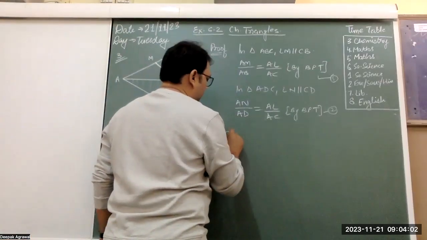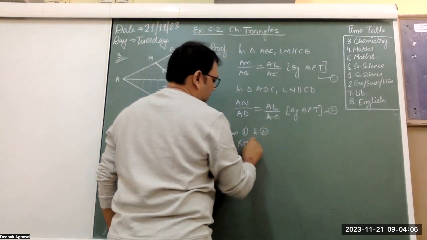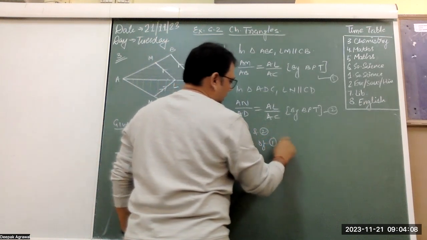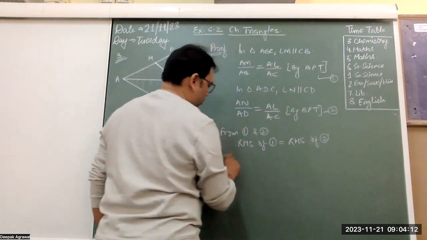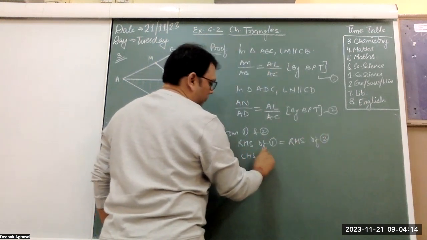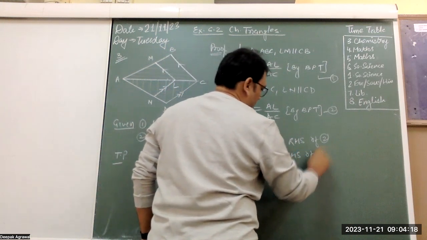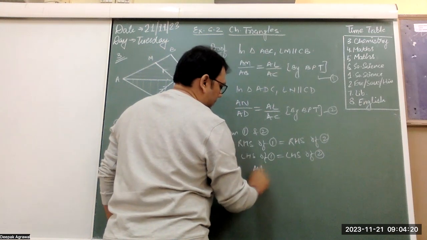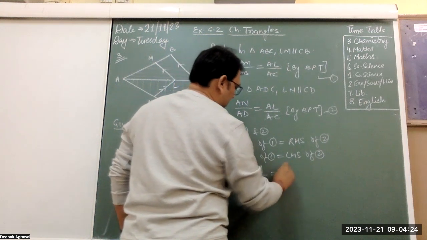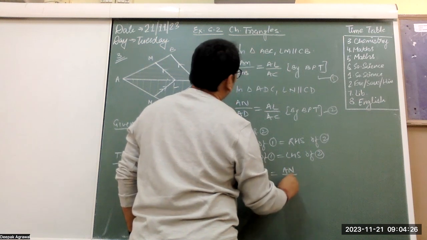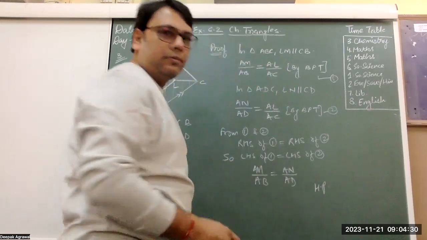So from 1 and 2, RHS of 1 is equals to RHS of 2. So LHS of 1 has to be equals to LHS of 2. AM upon AB is equals to AN upon AB, hence proved.